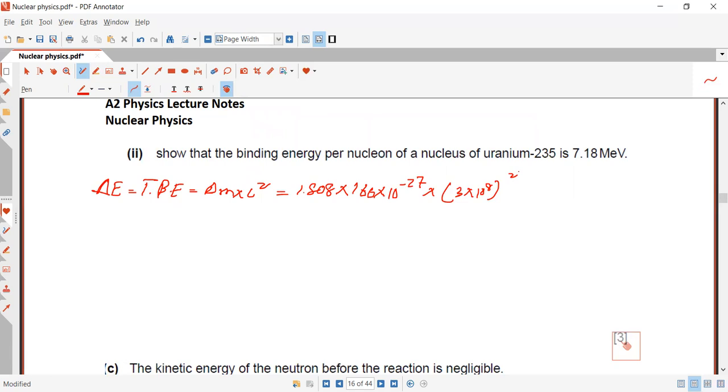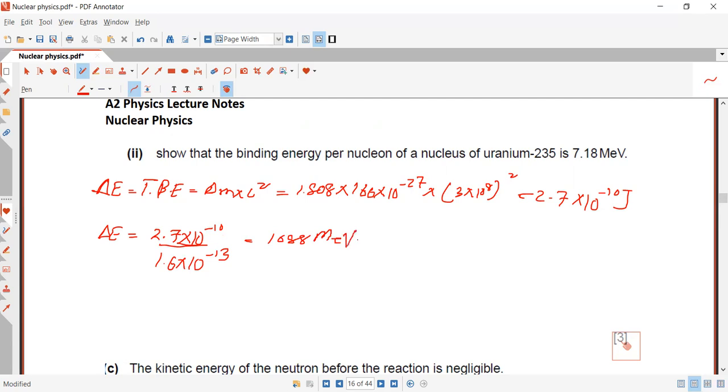So if we do it, it's going to be 2.7 times 10 to the power negative 10 joules. And if we convert it into million electron volts, dividing by this number, then it's going to be 1688 million electron volts. So this is the total binding energy, right?